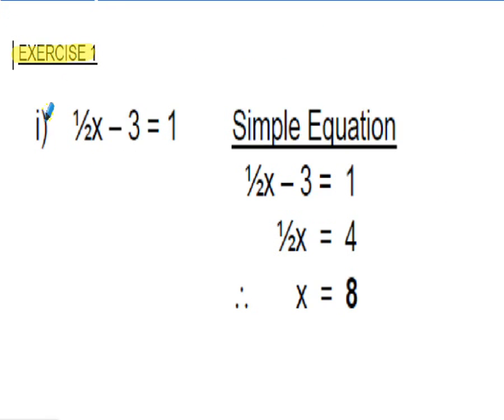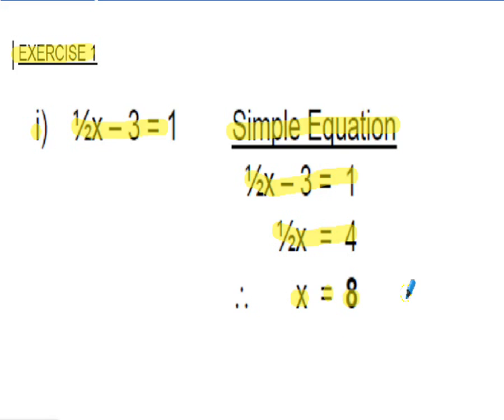Exercise 1 solution, this is part 1. We've got the equation half multiplied by x minus 3 is equal to 1. This is called a simple equation. To solve this we simply rearrange for x. So given a half multiplied by x minus 3 is equal to 1, we add 3 to both sides of the equation, get a half multiplied by x is equal to 4, and then we multiply both sides by 2 to get 1x on the left hand side, or simply x, is equal to 4 times 2 is 8.